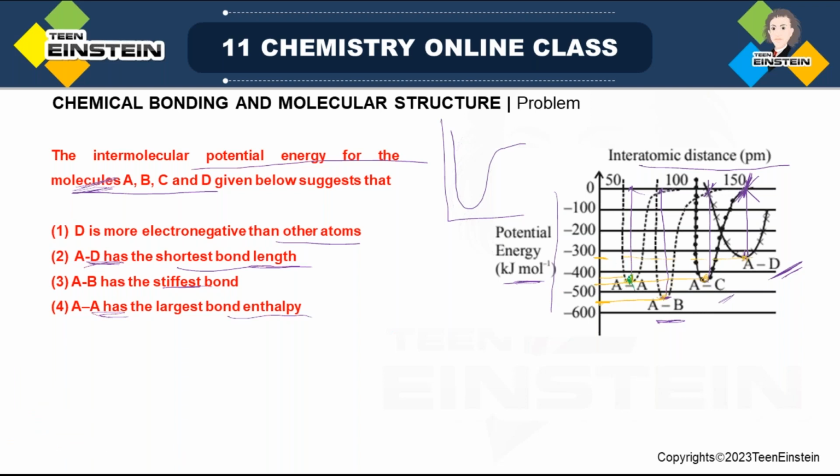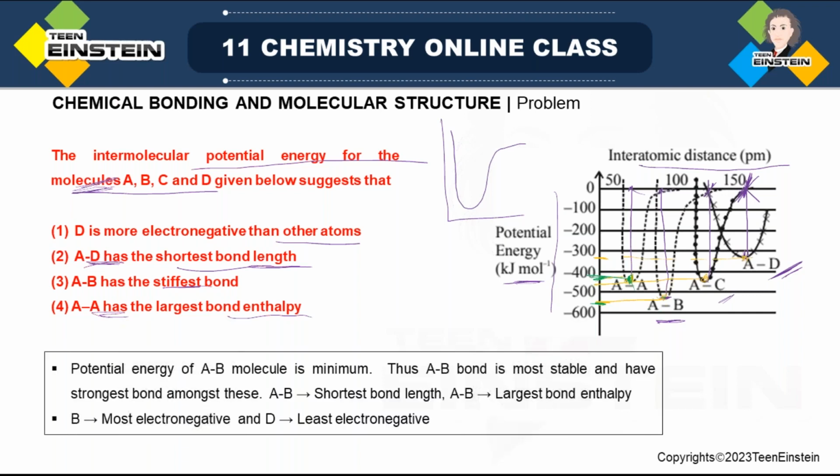So this is a minima for AA. If you draw a line, it will be cutting between minus 400 to minus. So the largest bond enthalpy is basically for AB, not A. That is also not correct. So potential energy for the AB molecule is minima, that is the largest bond enthalpy, you can say, the most stable bond, the strongest bond among these three, and it is also the stiffest bond, that is the shortest bond. And obviously bond enthalpy is large, that I have already shown.